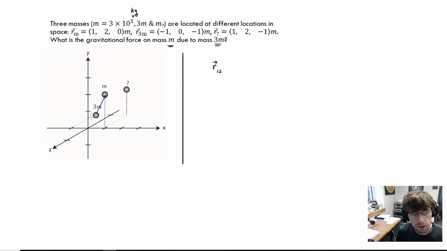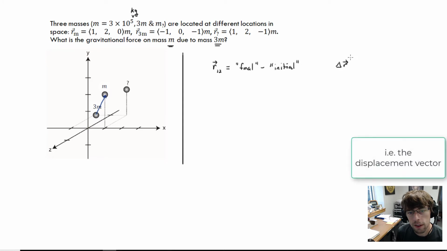In this case, it starts from the 3m mass and we want it to end up on m. So sometimes I still think of this as final minus initial, keeping in mind that now we're dealing with 2 objects in a single time. Usually when you're thinking final minus initial, you might be thinking of this delta r. That's not what I want you to be thinking about here. Delta r means one object at 2 times. Here we're talking about 2 objects at a single time.